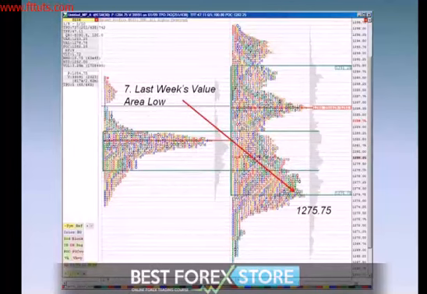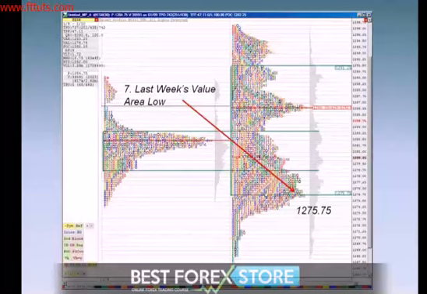All right, number 7, we're going to look at last week's area value low. So you see, we're looking at the highs and the lows, but not simply just open, close, high, low. We're also looking at value area lows and value area highs. And this is the benefit that we get from the profile chart. We're not able to see or even recognize these numbers on any other type of chart.